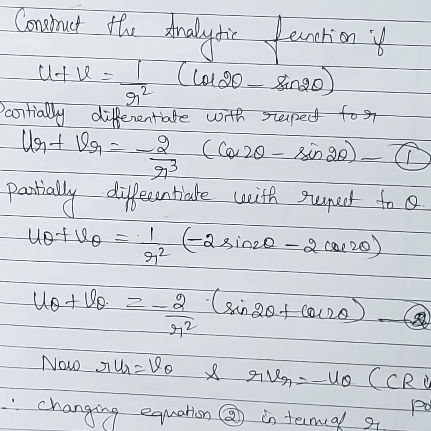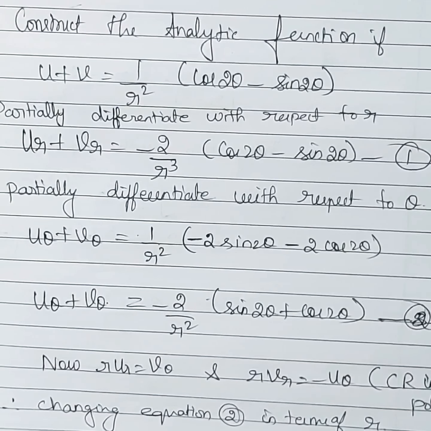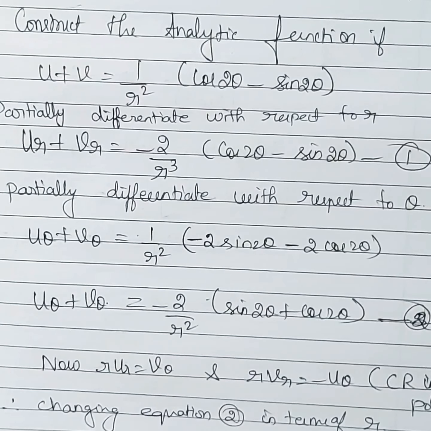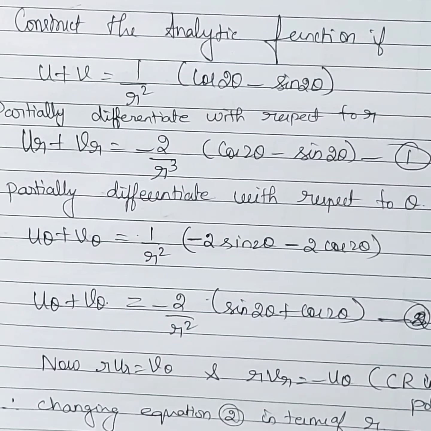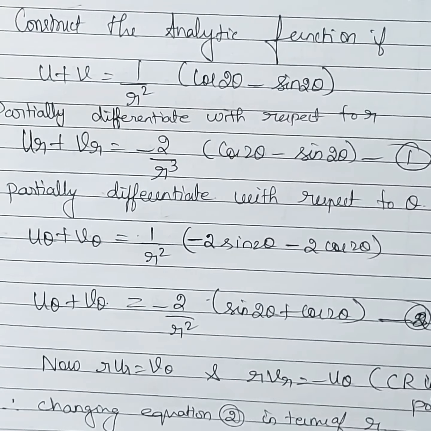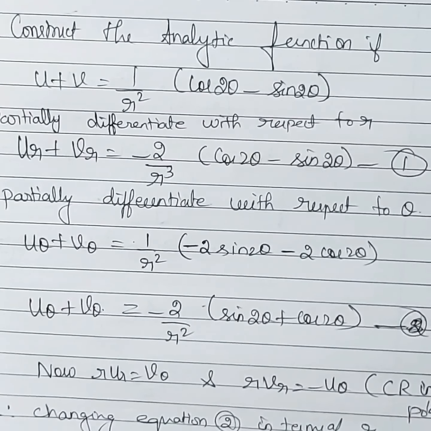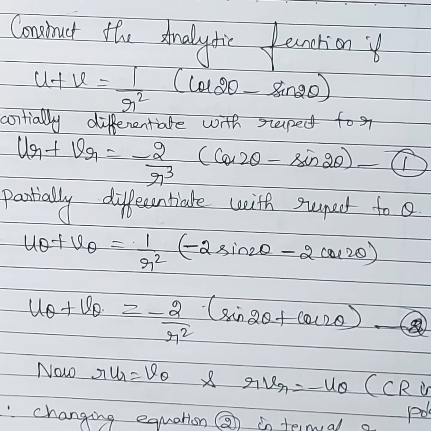So till now we know how to construct an analytic function if only u is given or v is given, by using the Milne-Thomson method. Now see this problem. Construct the analytic function if u plus v is equal to 1 by r square (cos 2 theta minus sin 2 theta). Here it's a combination of u and v, and they didn't mention the Milne-Thomson method.